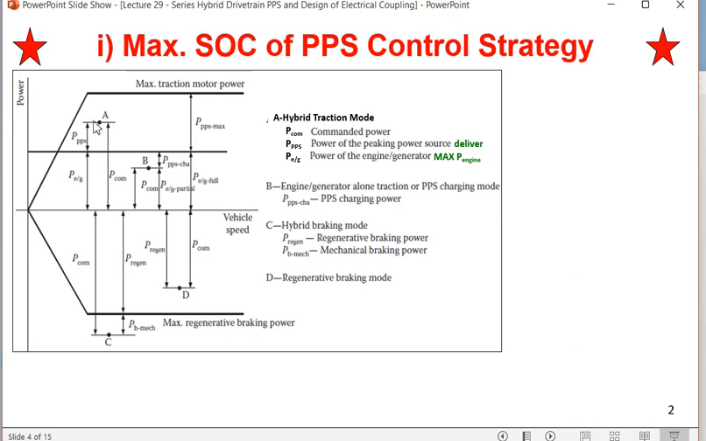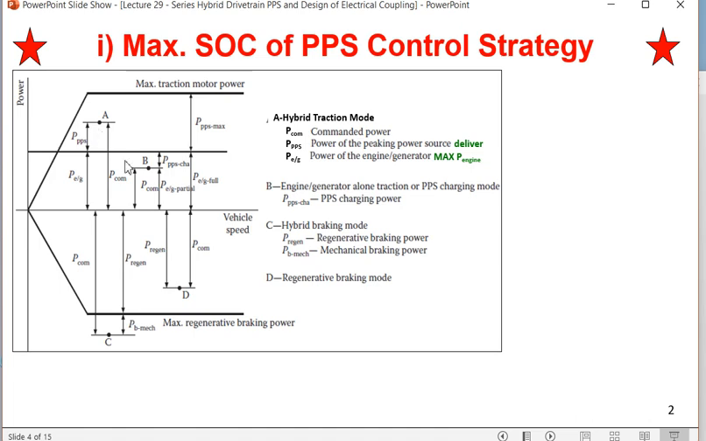So in case A, you are finding that A is a hybrid traction mode. In that case, command power is A, and command power A is given by this bidirectional arrow. This P_com is actually satisfied by P_E/G plus P_PPS. This is the case A. You have to exactly explain it like this only.